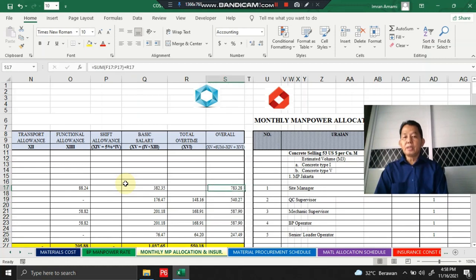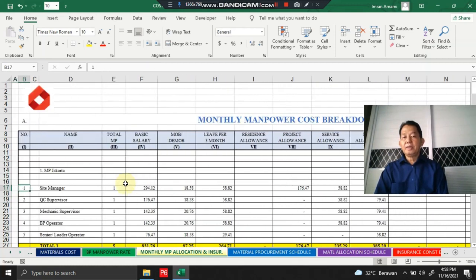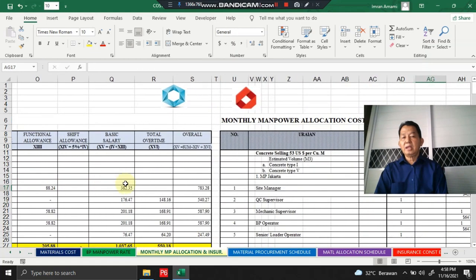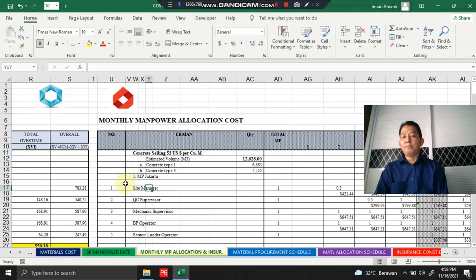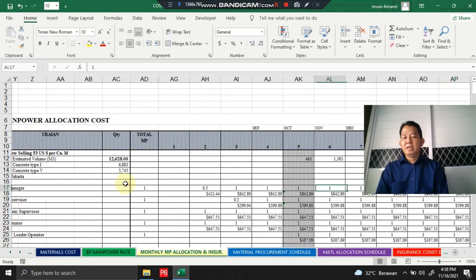And based on this monthly manpower cost breakdown, we compose the monthly manpower allocation schedule. Yes, this is adjusted to the monthly concrete demand schedule, but we compose the manpower allocation schedule 2 months earlier than the monthly concrete demand schedule. This is for a specific reason or a specific interest to the project.